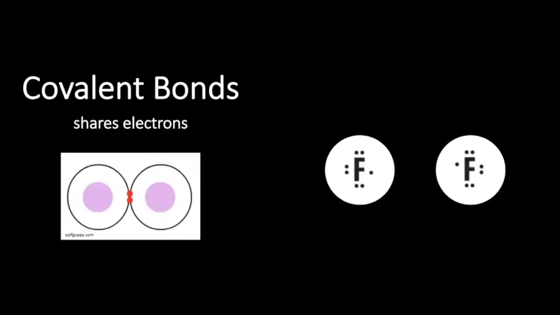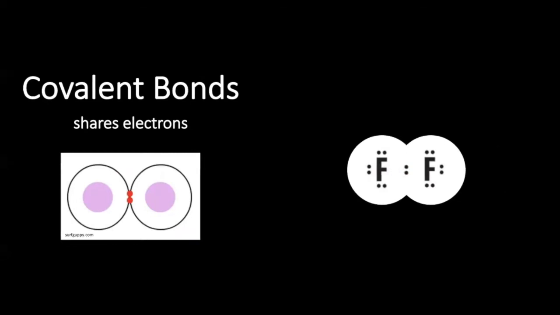Covalent bonds, on the other hand, involve two nonmetals. Since nonmetals gain electrons, when two interact, one can't simply take the electrons from the other. Instead, they both have to share electrons. When fluorine bonds with another fluorine atom, they end up sharing a pair of electrons. But what does this mean?